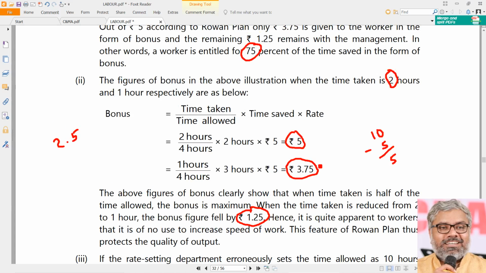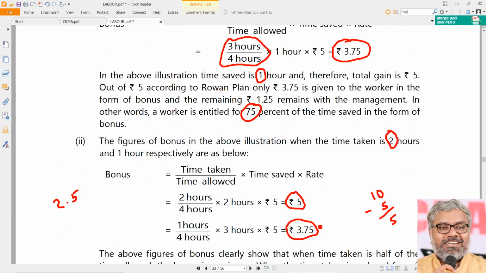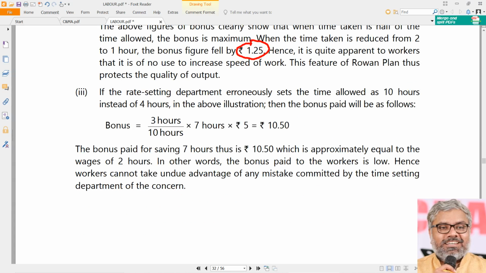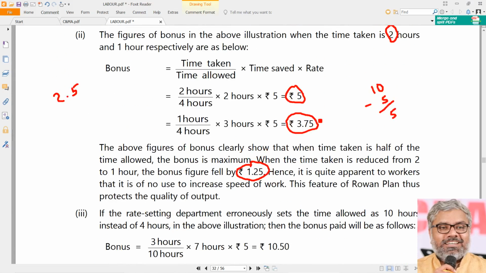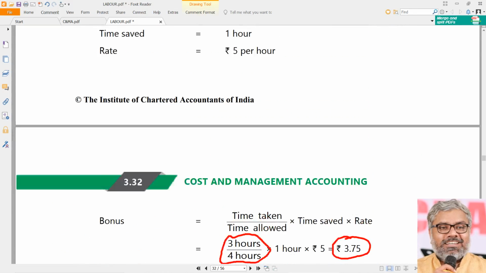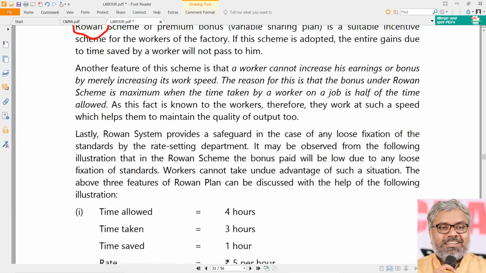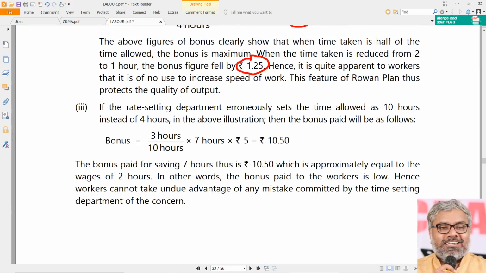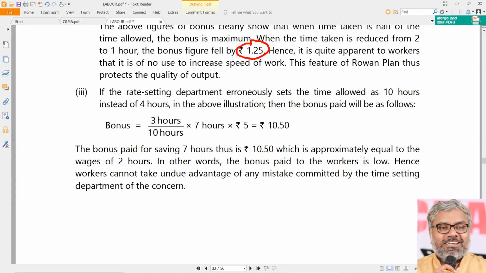And workers know that they are losing, so they will not work too fast. They will not reduce their time taken to half of the time allowed, because this is known to them. It's a different story, how would they know? Most of the workers in the world would not have heard the name of Rowan also. These are all theories we are talking about. Because the question is asking to prove with an example, these are the examples taken. So the point to be proven here is that the Rowan plan generally will not compromise on quality. Okay, so that is one point.